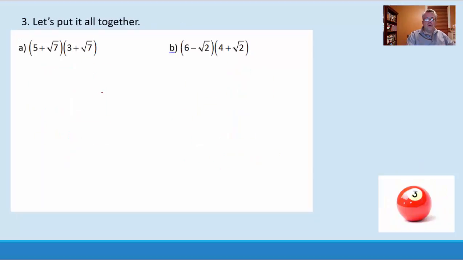Okay, here we go. So this is the main point of the video. Multiplying expressions like these with square roots. Okay, so we're going to use the box method like we were just doing when we had variables.